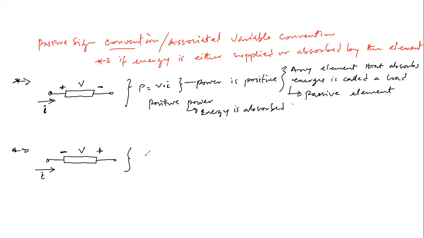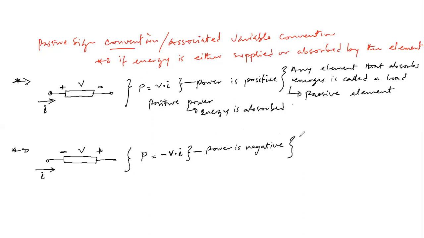So in this case, the current is flowing through the negative terminal. So here we're going to have a negative V dot I. So in this case, power is negative. Power is negative. And for power to be negative, it means it supplies, it's losing it. So vaguely speaking, the element is losing its power.